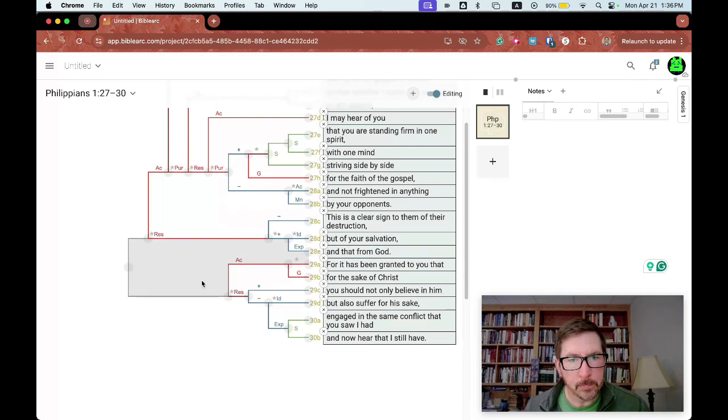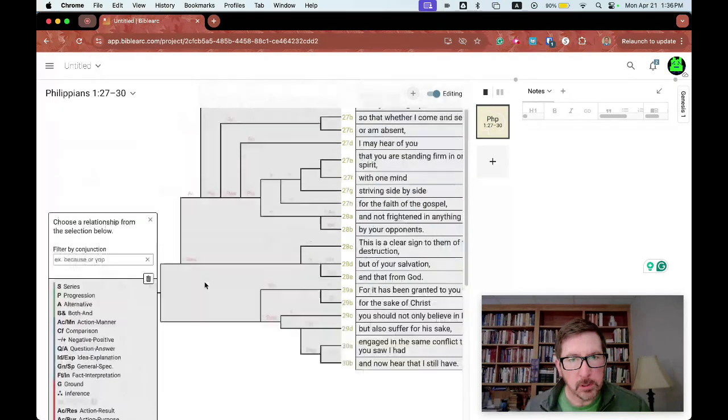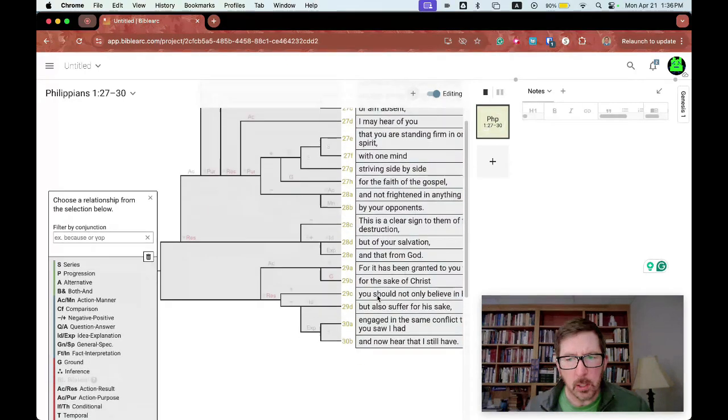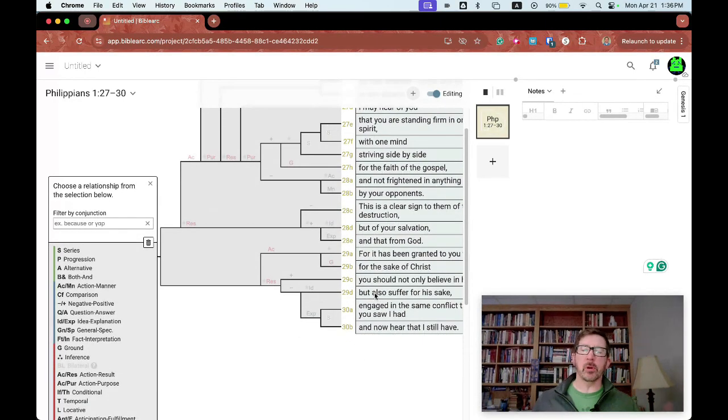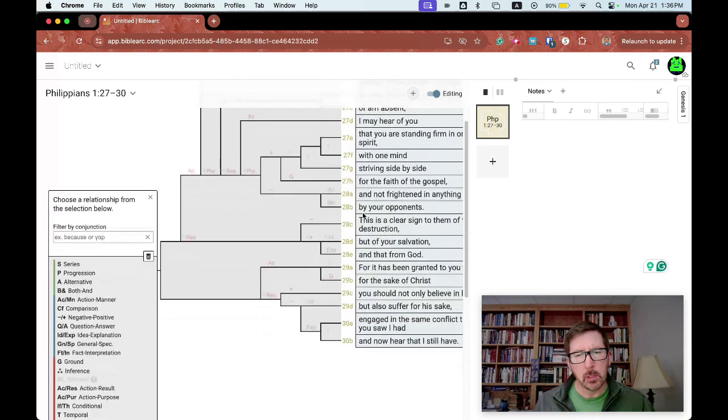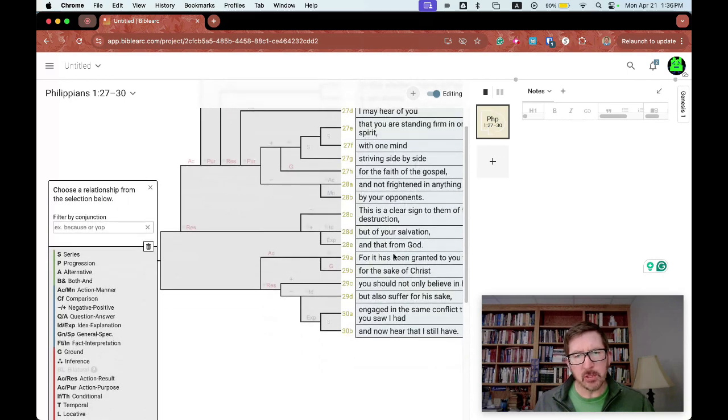And this is what's interesting, that this all sounds good, that we're being unified, not frightened. It's a sign that they're going to be destroyed one day in judgment. We're not annihilationists. We do believe that people will have eternal punishment, those that don't know Christ. But this, 27, 28, sounds really good. But then 29, he starts entering into this suffering thing.